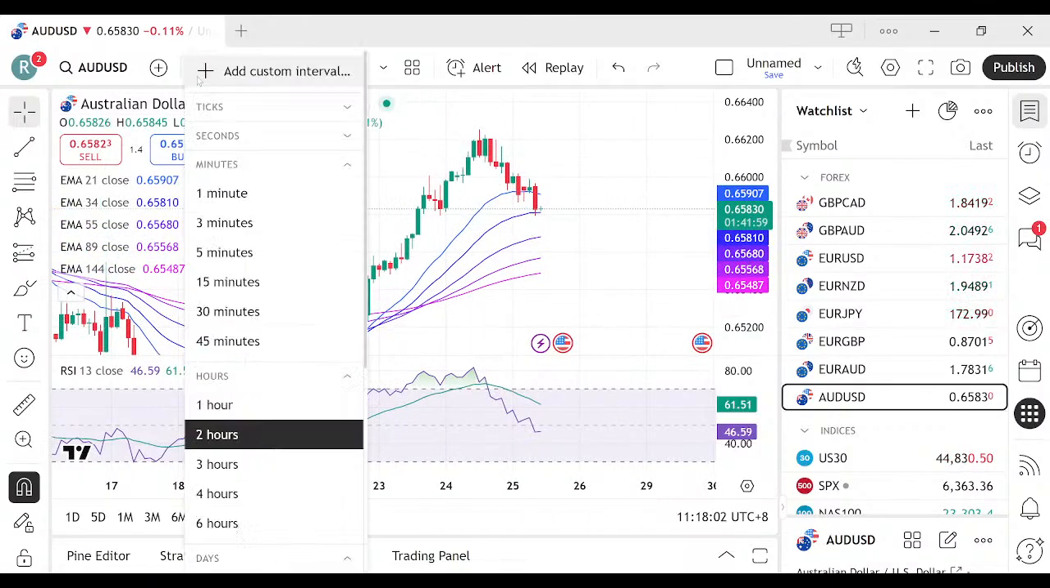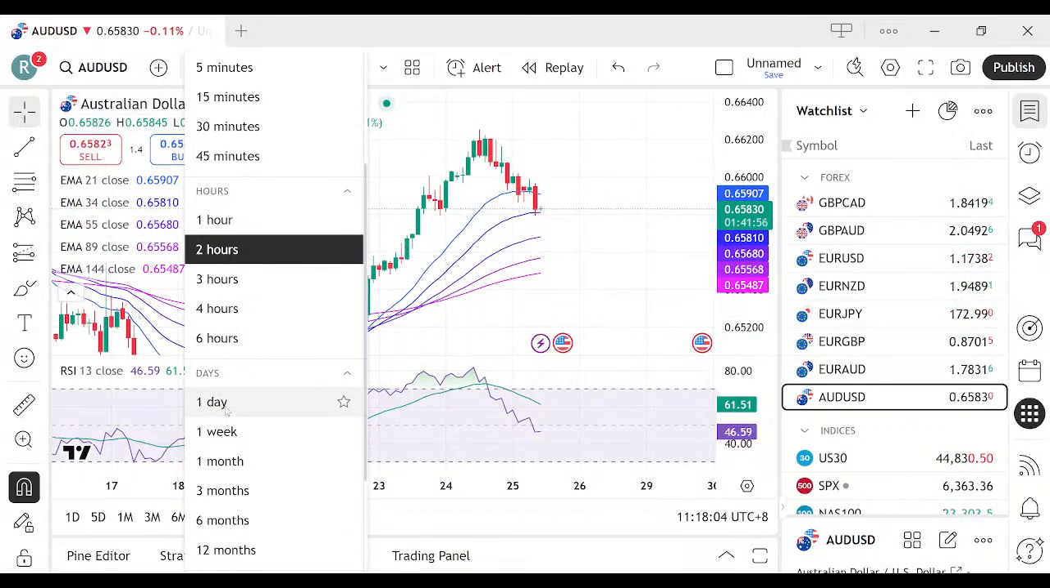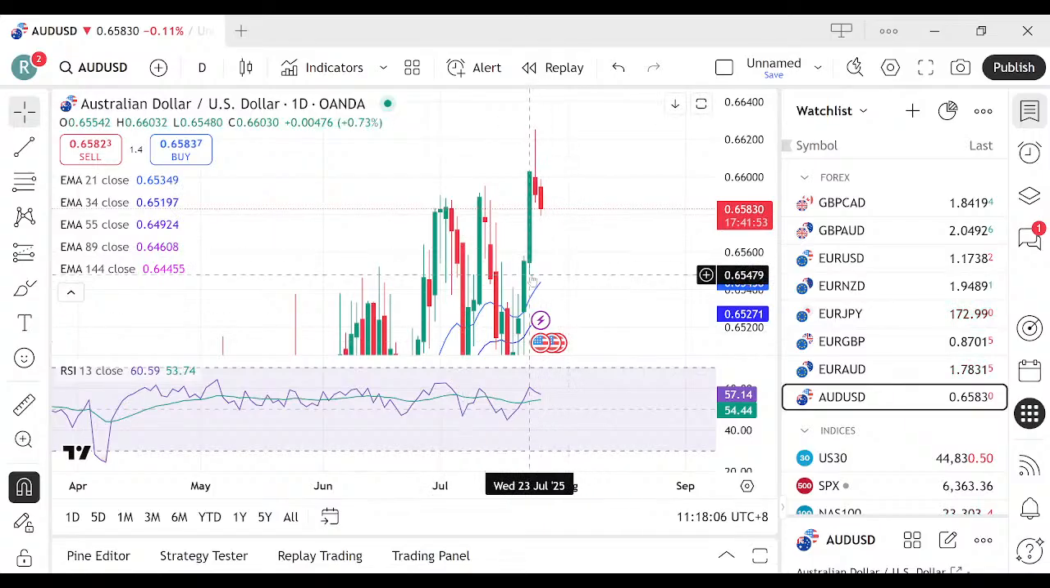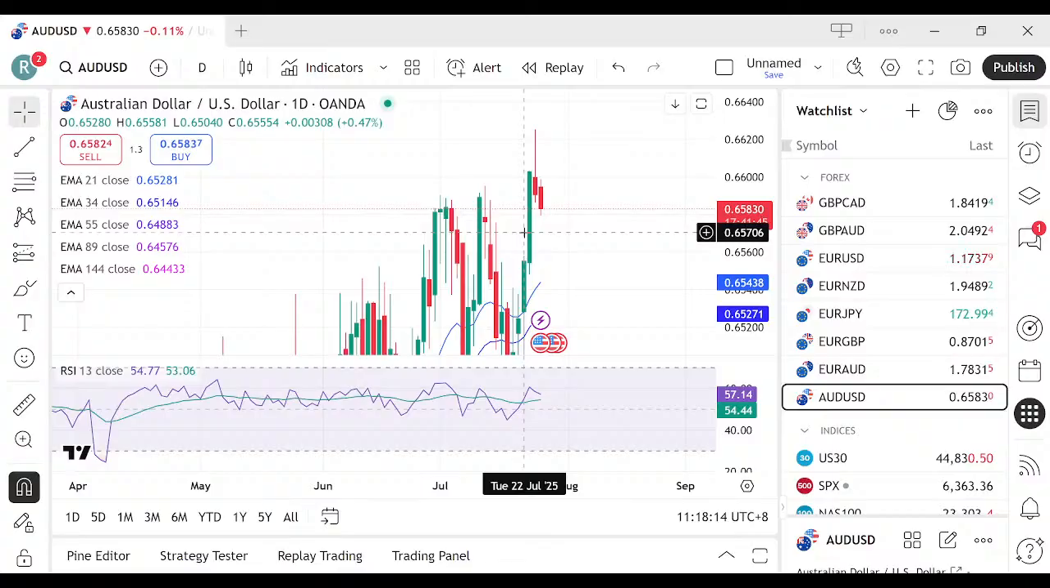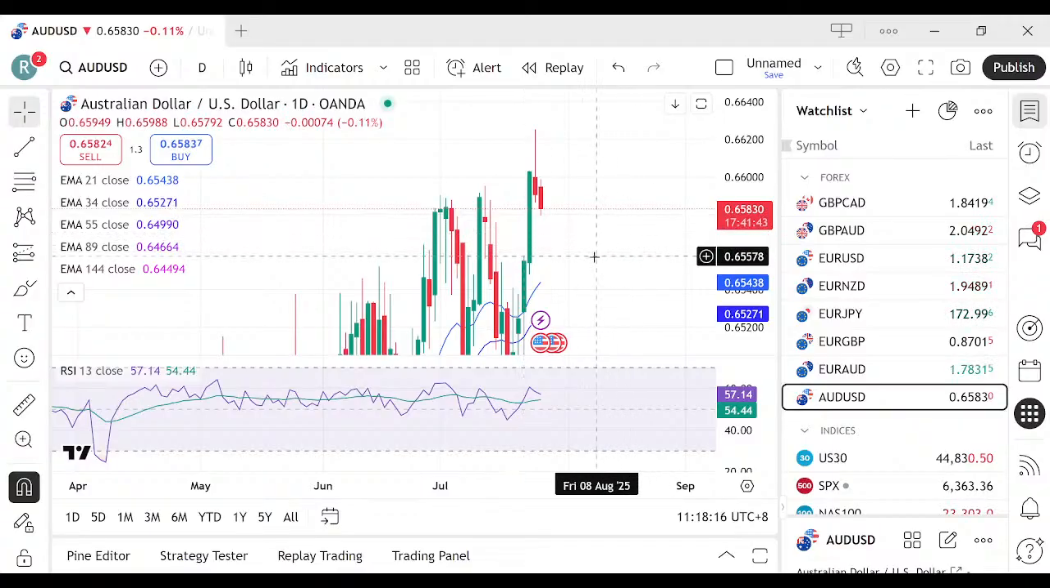Let's see whether for the day target we can look slightly lower. I think 65 half, maximum is 65.40. So that's the level maximum we can expect. So now let's go on for that trade.